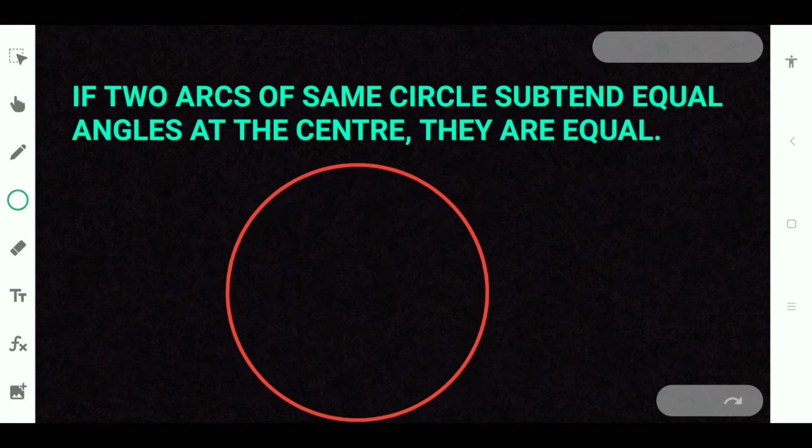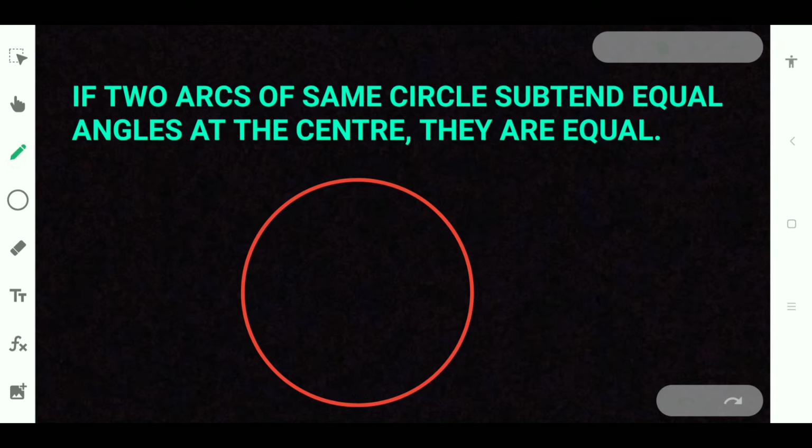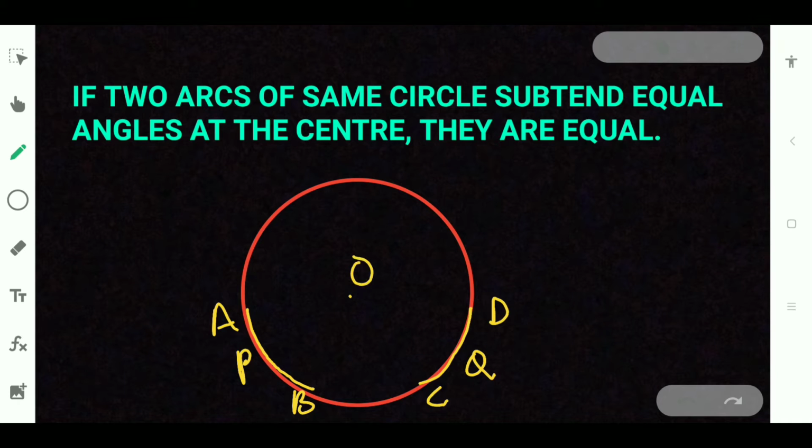This is a circle, and let us take two arcs: this arc as APB and this arc as CQD. This is the center O. So if two arcs of the same circle, the conditions need to be satisfied when we are applying a theorem. Of the same circle means they should be of one circle. So here the condition is satisfied, and subtend equal angles at the center.